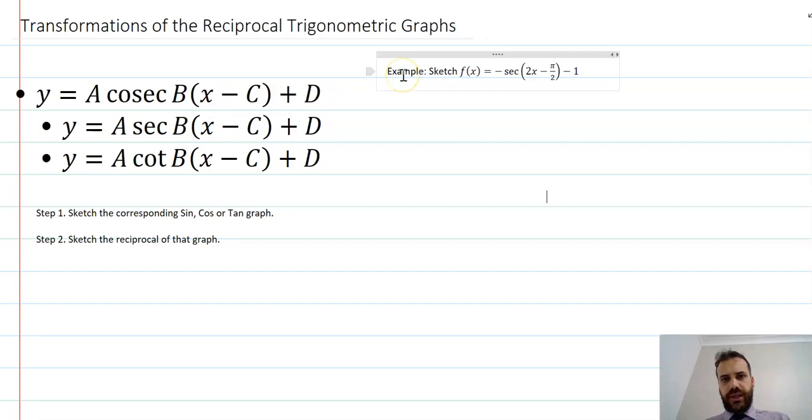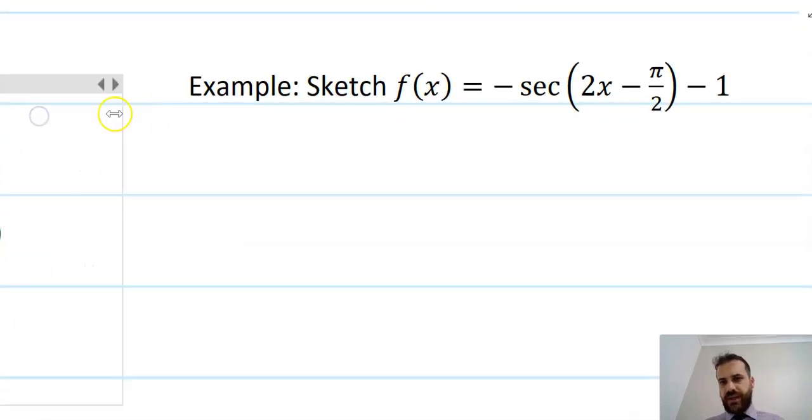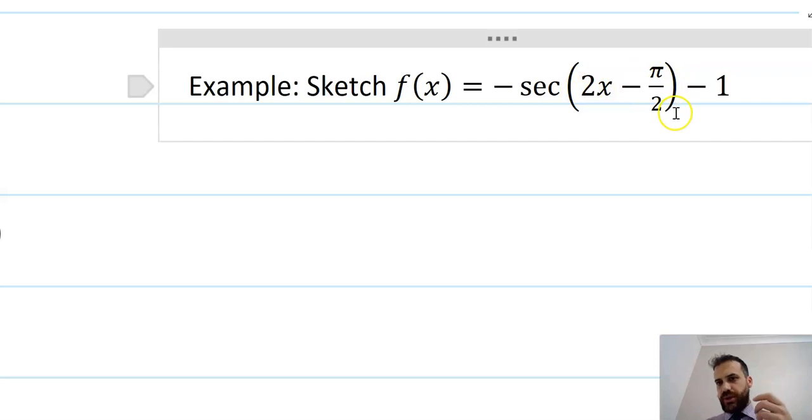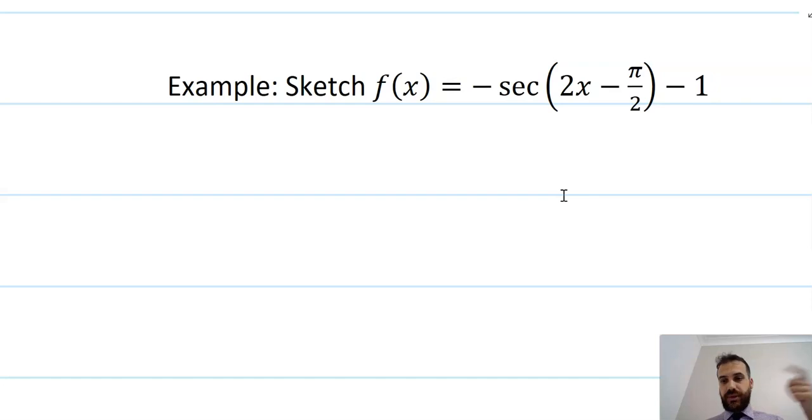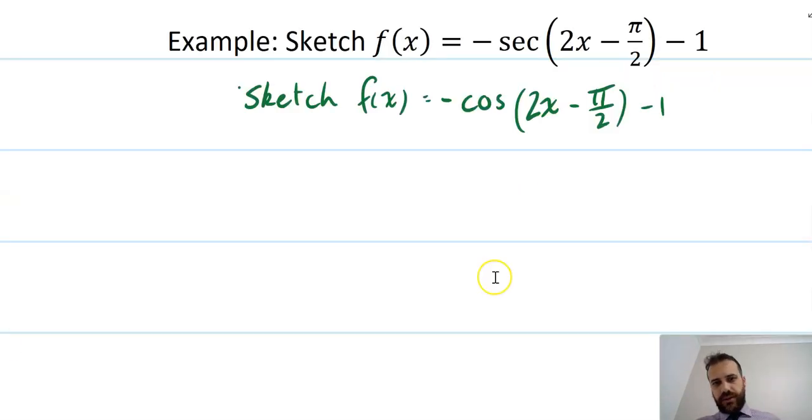In my example here, I'm going to sketch f of x equals negative sec(2x minus pi on 2) minus 1. Now, step one is to sketch the reciprocal of that, which is cos. So I've rewritten it here just with cos instead of sec. Now I'm also going to change just one more little bit here. It's simpler for me if instead of having it like that, I have it like that, which means that that's identical. It just means that I can see the phase shift more easily and I can find my period more easily as well.